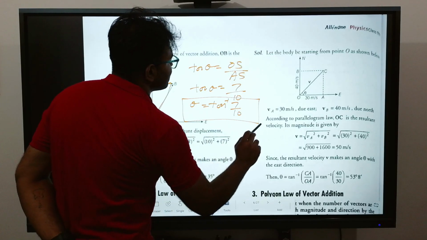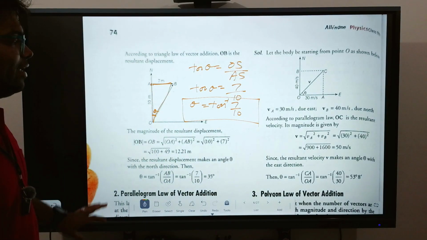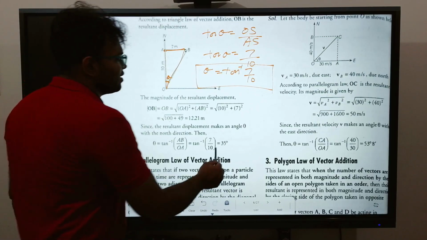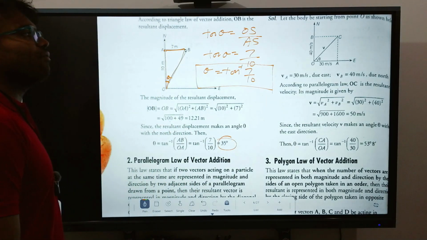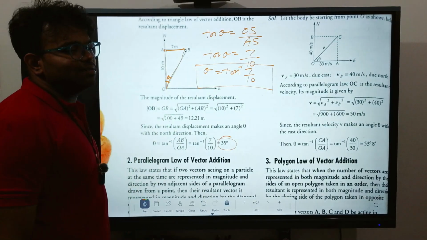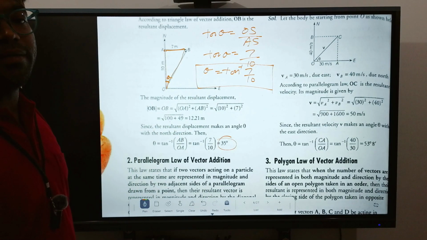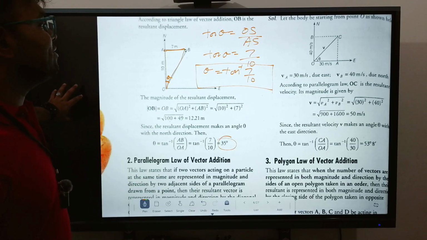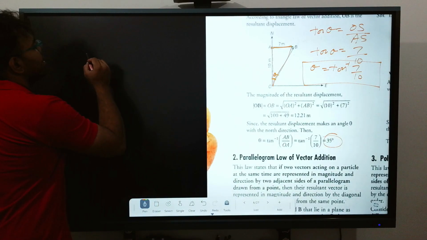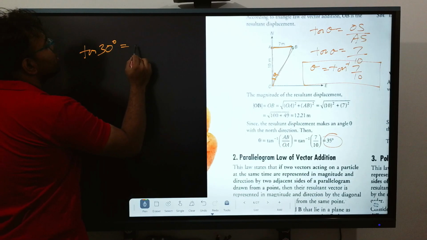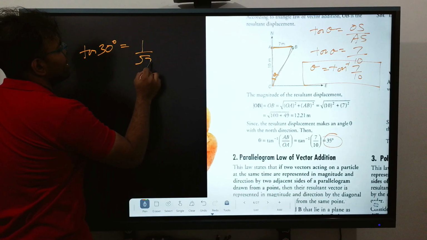For this, you only need to write till here. Then theta becomes about 35 degrees. You don't have to remember the angle. You don't have to solve for the angle. You just have to write till here: theta is equal to tan inverse 7 upon 10. Clear? Tan inverse, see, basically, look at this. If tan 30 degrees is equal to 1 upon root 3, right?